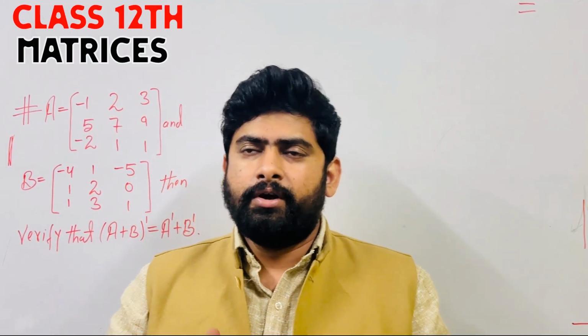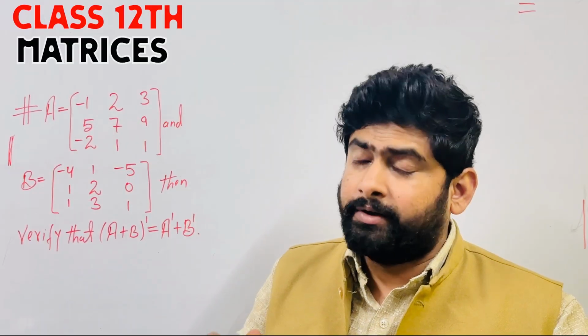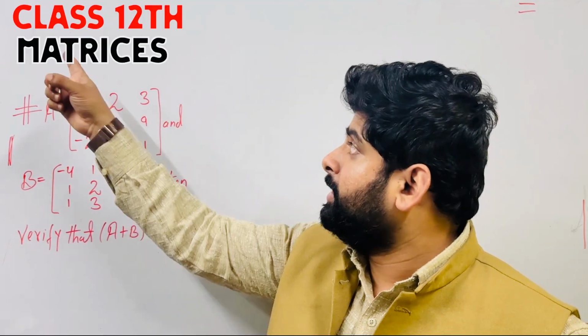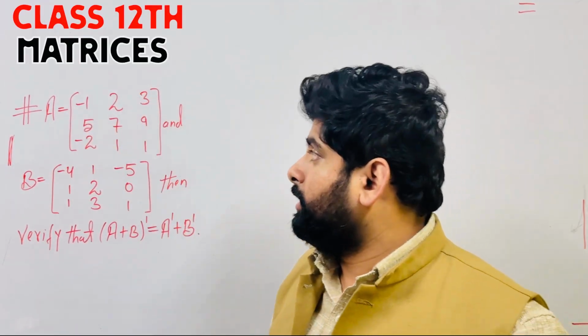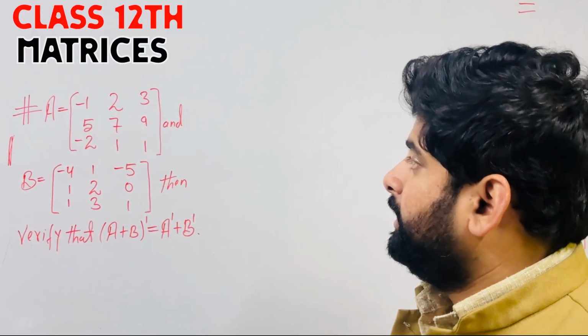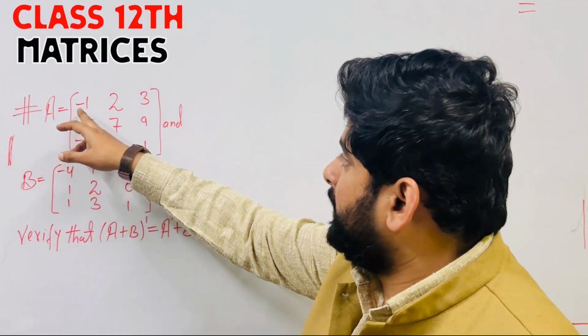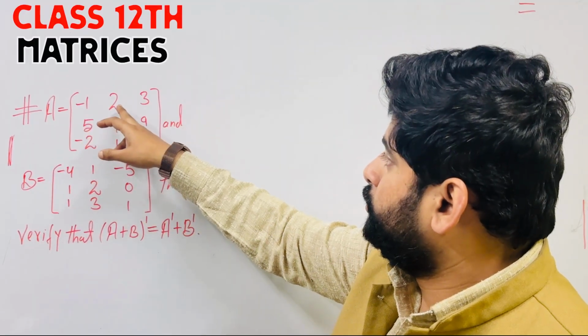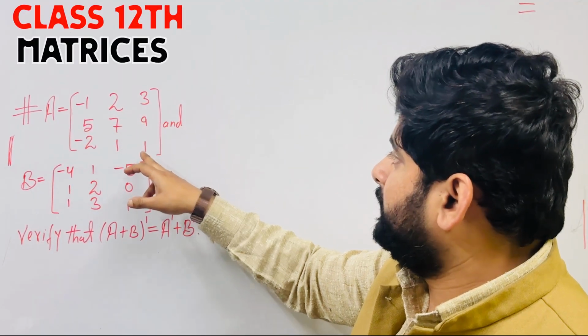Today I will teach ISC mathematics, the chapter name is matrices. This is an important question here. Matrix A is equal to minus 1, 5, minus 2, 2, 7, 1, 3, 9, 1.